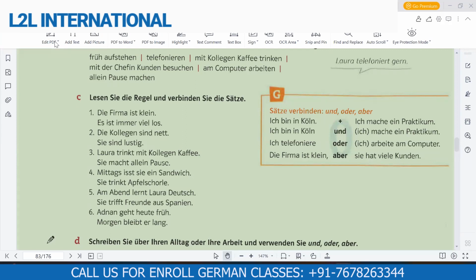Yeah. Revati, aber is like when you do something but with a restriction. Here it's written, Laura drinks coffee with the Kollegen. Oder, or she takes a break alone. So either she drinks coffee or she takes a pause. It's not that she drinks coffee, but she takes a pause. That doesn't make sense. So the correct answer is oder. Revati, understood? Yes.